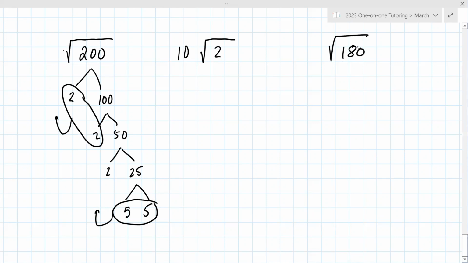Okay, it's kind of like this one we just did, but take a look at that.